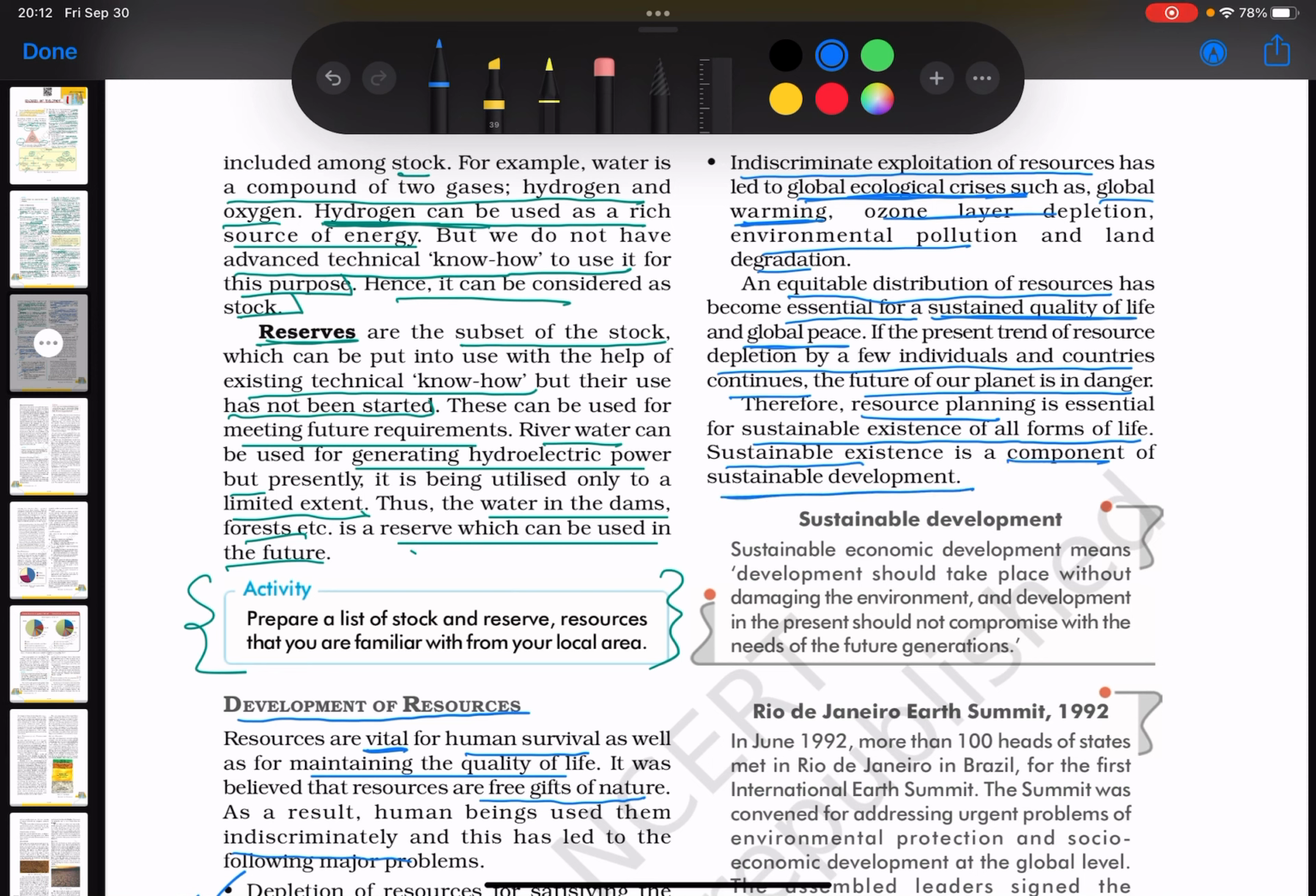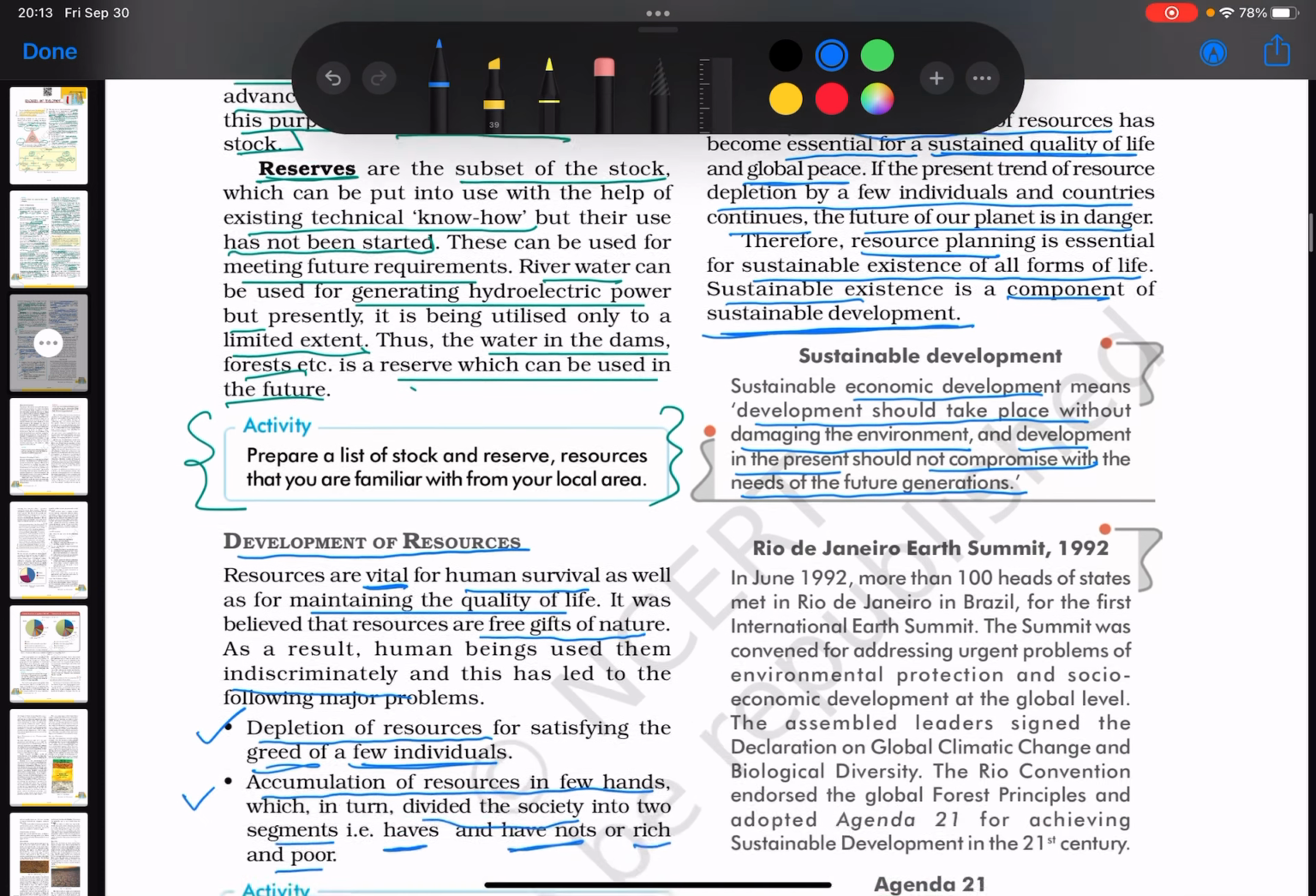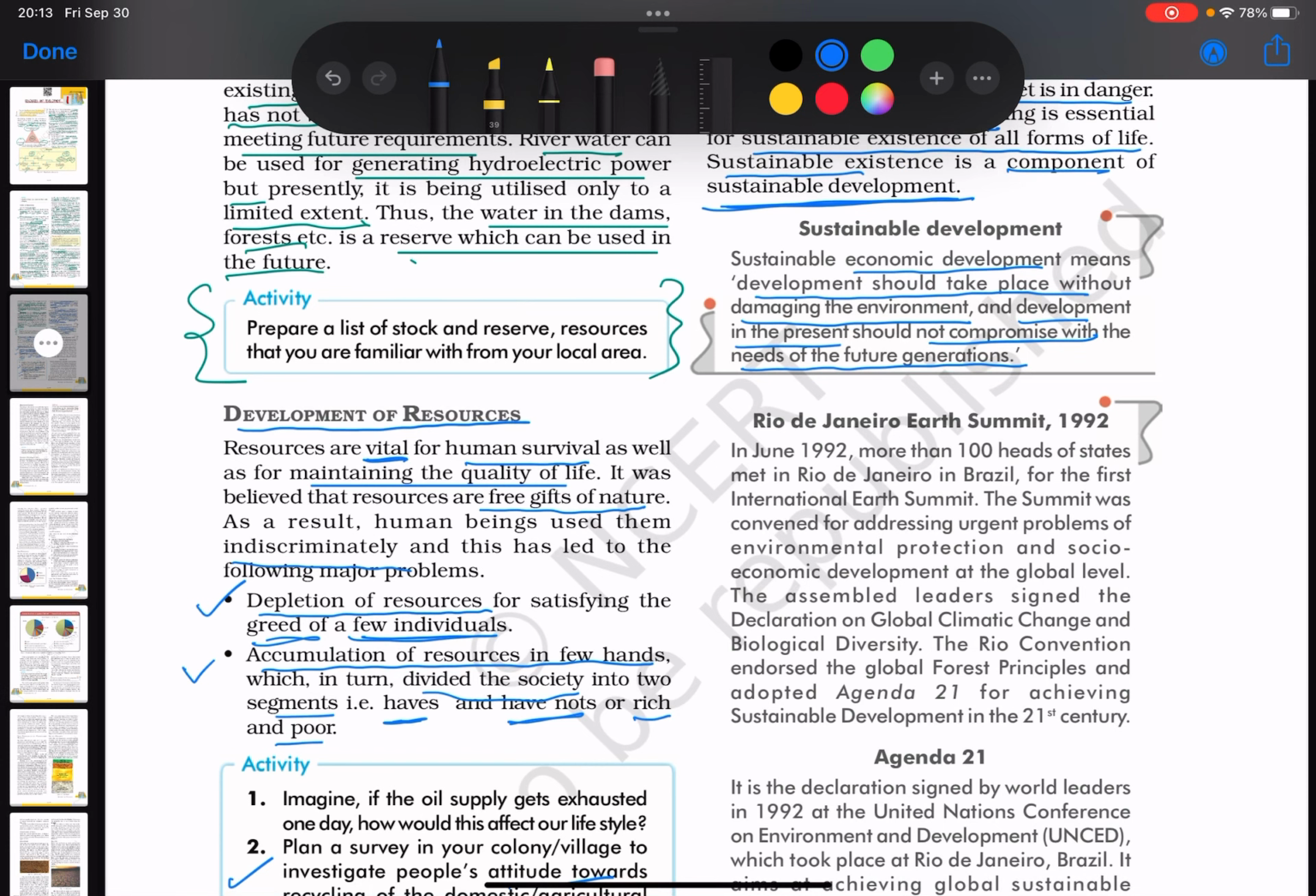Now here we have this new phrase called sustainable development. What is it? Sustainable economic development means development that should take place without damaging the environment, and development in the present should not compromise with the needs of the future generations. We all have to remember that we are just guests on this planet earth, and we have to use the resources responsibly so that the future generations do not have to live in a difficult position.